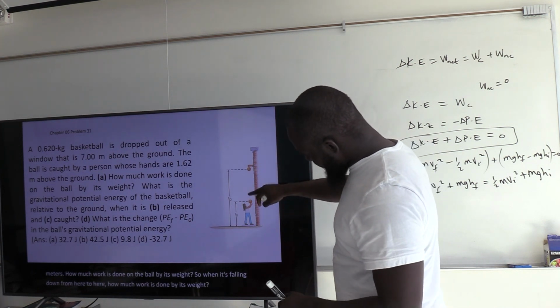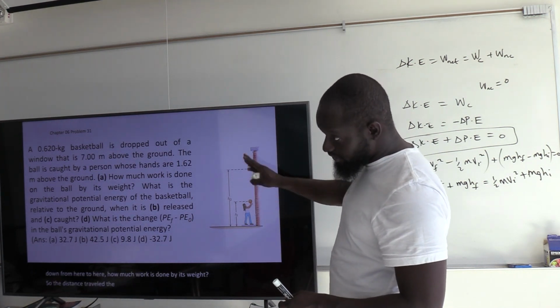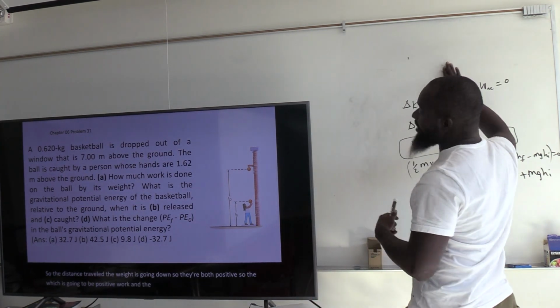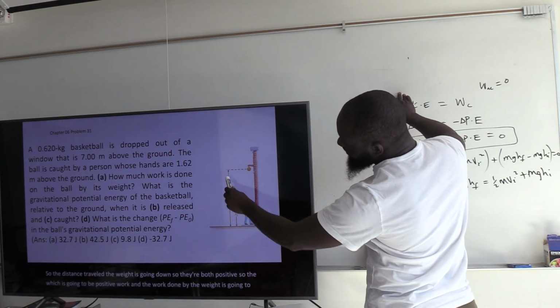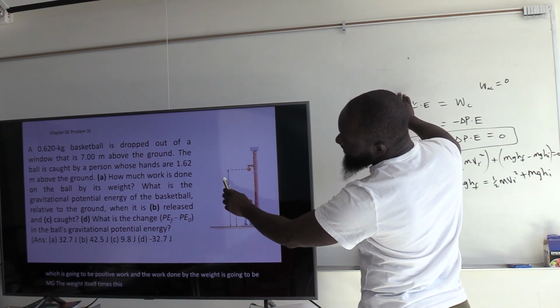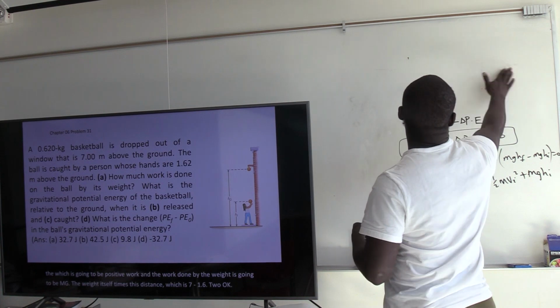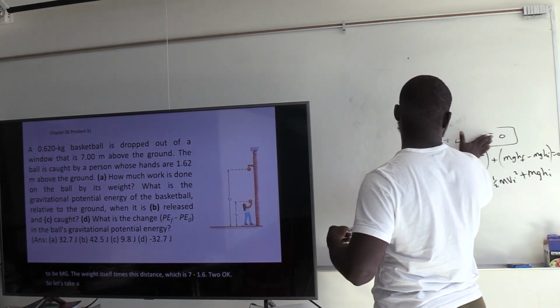So the distance traveled, the weight is going down, so they are both positive, so the weight is going to do a positive work. And the work done by the weight is going to be mg, the weight itself, times this distance, which is 7 minus 1.62, okay? So let's take a look at that.